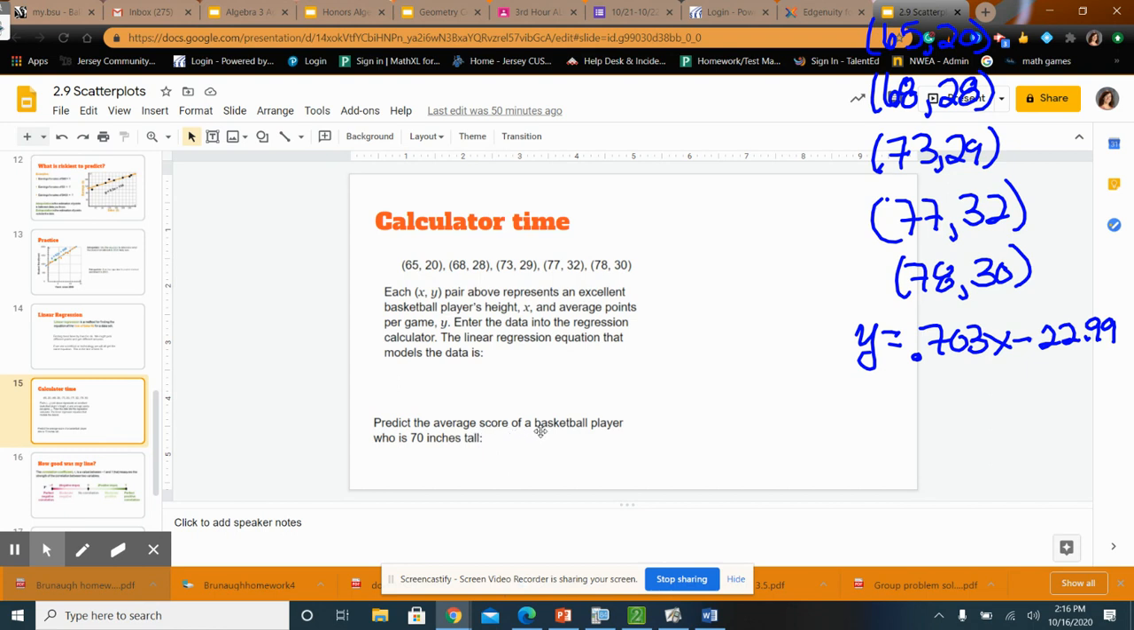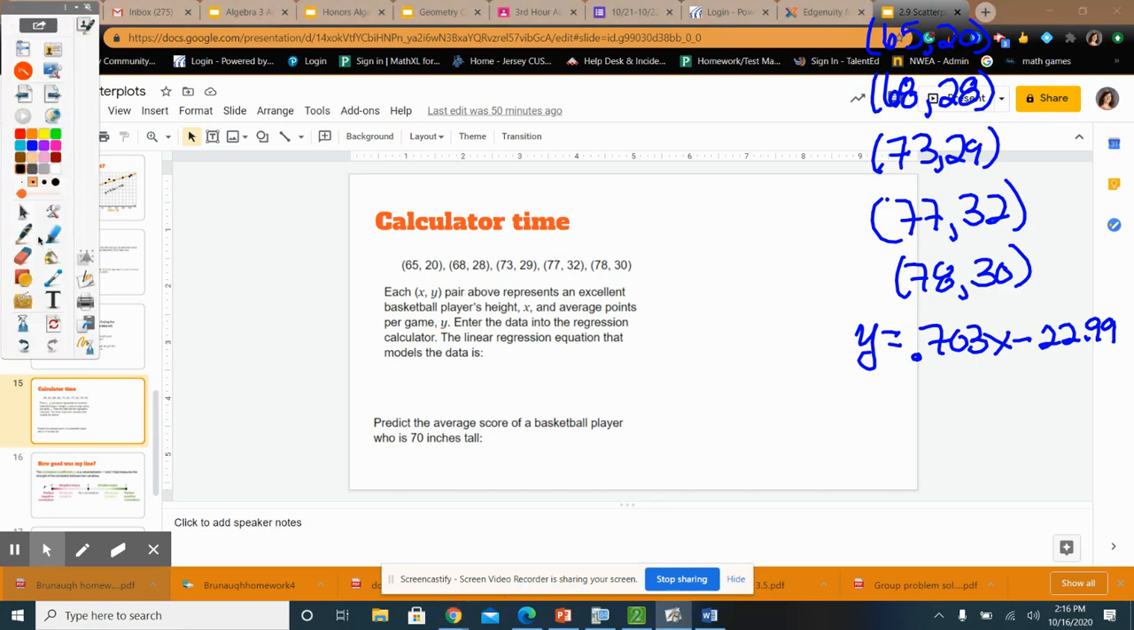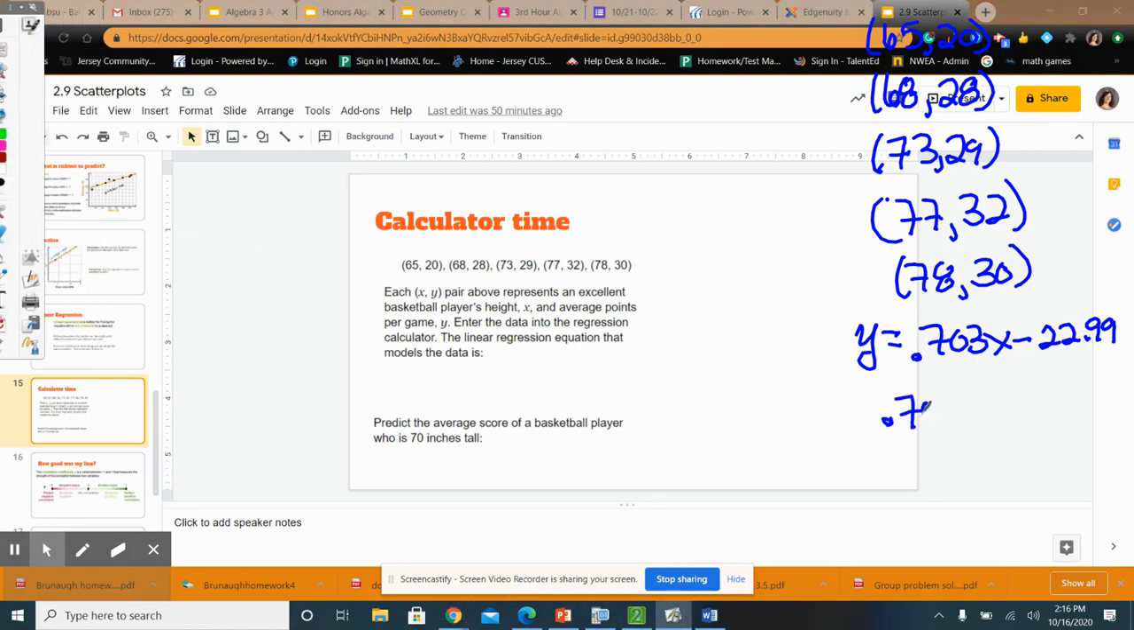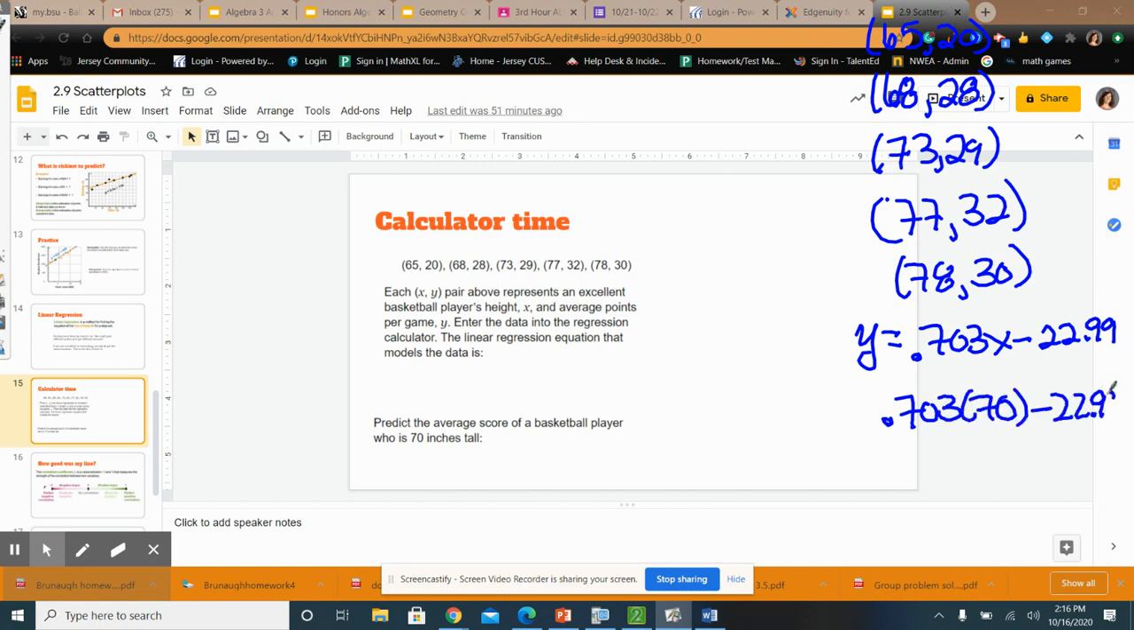Predict the average score of a basketball player who is 70 inches tall. So let's predict 70 because I didn't do that. I have my equation. I'm going to plug in 70 for x, 0.703 times 70 minus 22.99. You also could look at your table if you want. Looks like he's going to score 26.2 points, and I don't think 0.2 points makes sense, so we're going to go with 26 points.